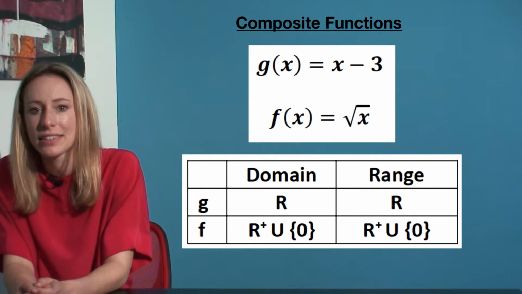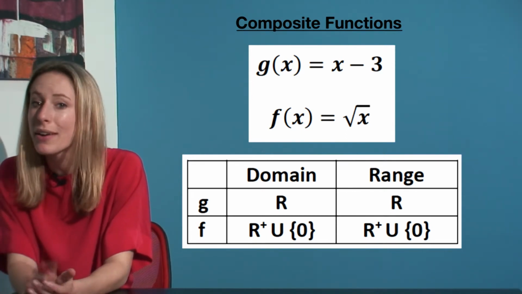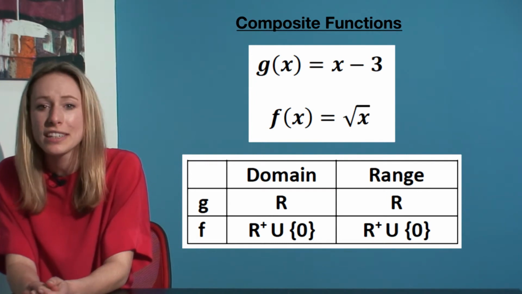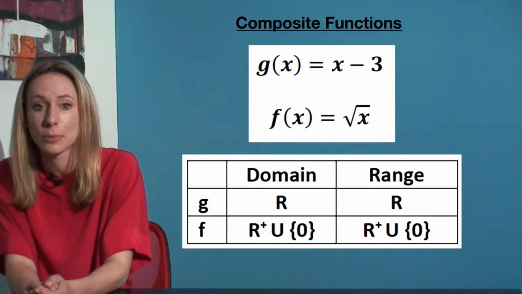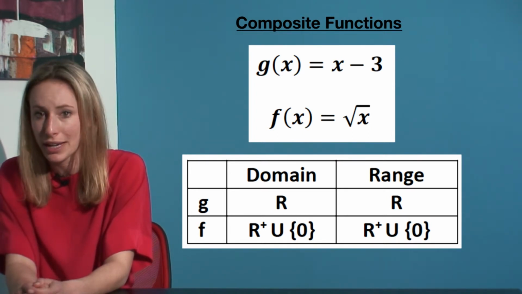We know that g of x has a domain and range of all real numbers. F of x is a little harder, but if we remember our integer power functions, we know that it is only present in the first quadrant of the xy axis. Therefore, it only has a positive real number and 0 domain and range.